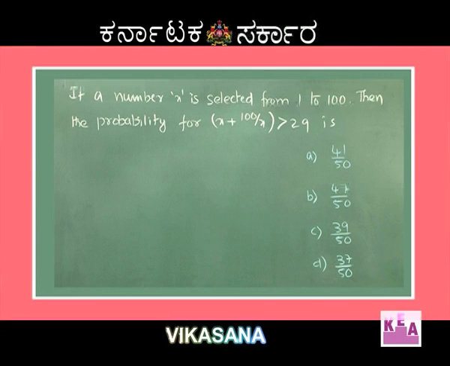Next problem: if a number x is selected from 1 to 100, then the probability for x plus 100 by x to be greater than 29 is: option A 41 by 50, option B 47 by 50, option C 39 by 50, option D 37 by 50.